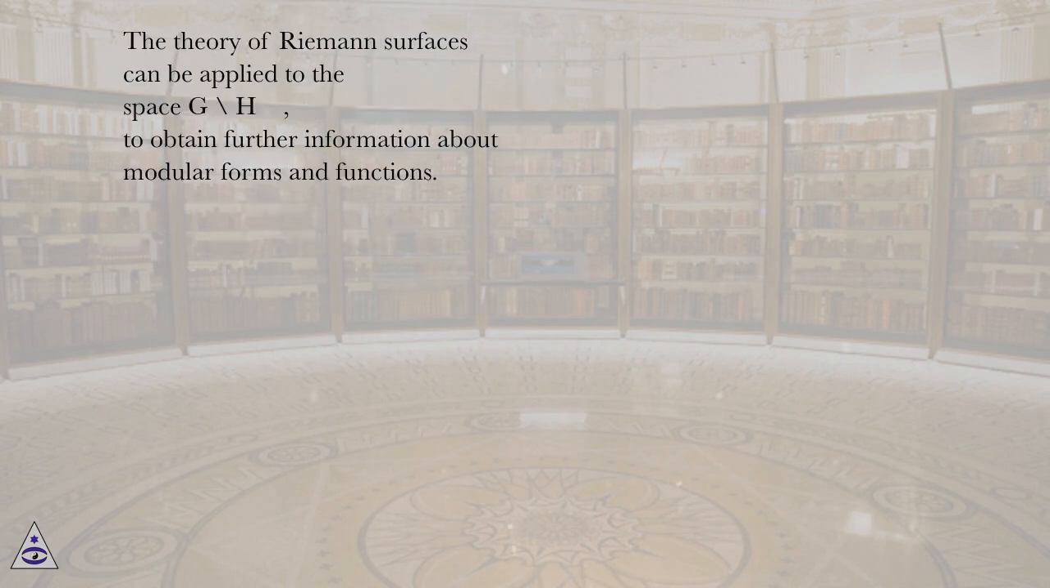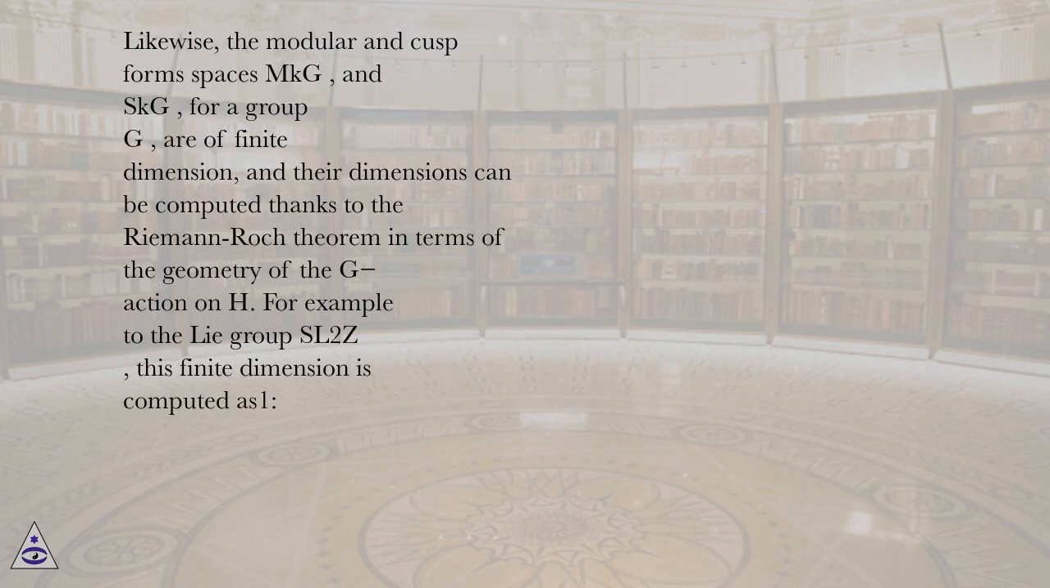The theory of Riemann surfaces can be applied to the space G\H*, to obtain further information about modular forms and functions. Likewise, the modular and cusp form spaces M_k(G) and S_k(G), for a group G, are of finite dimension, and their dimensions can be computed thanks to the Riemann-Roch theorem in terms of the geometry of the G-action on H. For example, for the Lie group SL2(Z), this finite dimension is computed as 1.